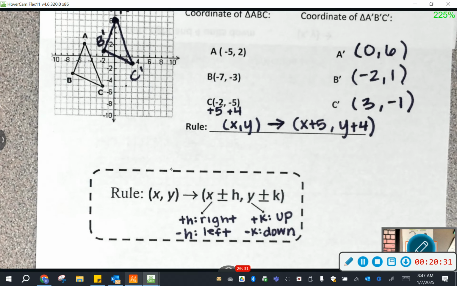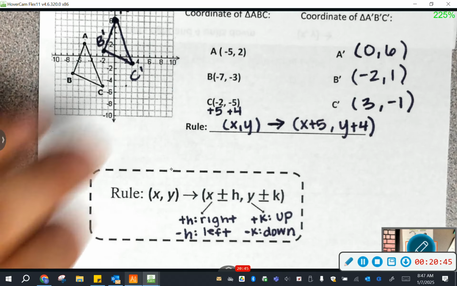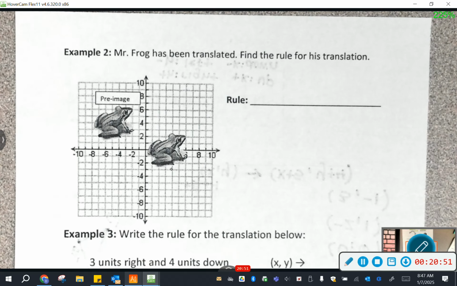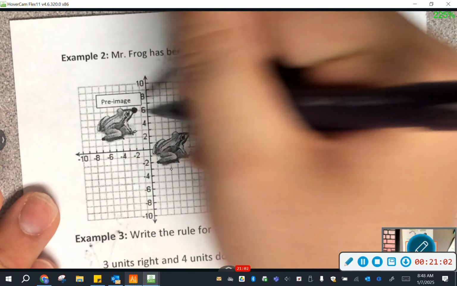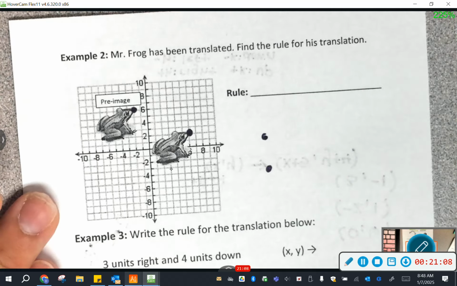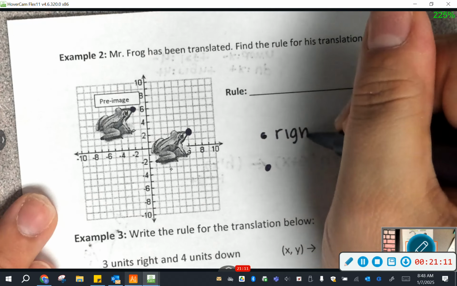All right, I'm hoping now y'all are going to be like, okay, got it. So open up to the next slide. Are you writing this down? All right. Mr. Frog, he hopped. What is the rule of his translation? So, choose. Do y'all want to do his feet or his nose? Okay, can y'all put a point on both noses? What direction does Mr. Frog go? He goes right and down. Everybody write this down.